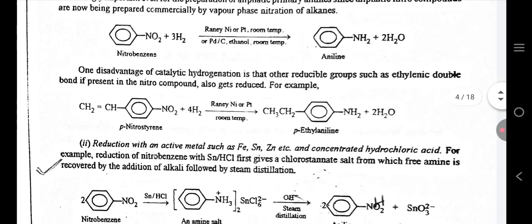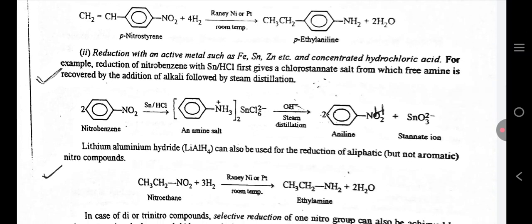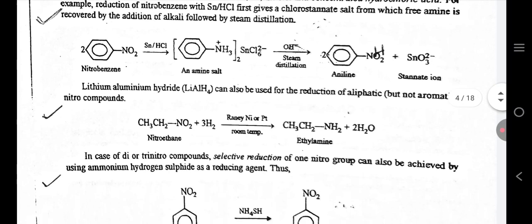One disadvantage of catalytic hydrogenation is that other reducible groups, such as an ethylenic double bond, if present in the nitro compound, also get reduced. For example, p-nitrostyrene gives p-ethylaniline. Reduction with an active metal such as Fe, Sn, or Zn and concentrated hydrochloric acid. For example, reduction of nitrobenzene with Sn/HCl first gives a chlorostannate salt from which the free amine is recovered by the addition of alkali followed by steam distillation.